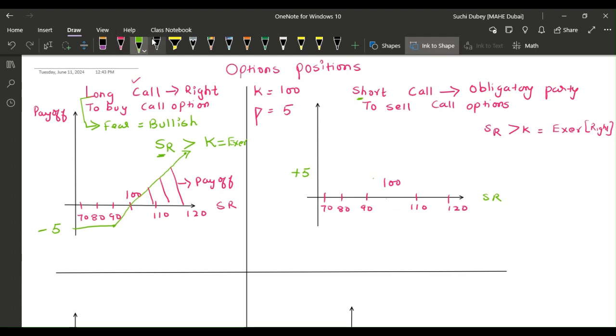So, what I mean to say is, when the spot rate is lower and there is a lapse in the contract, it's a profit for me, a covered profit; more than 5 I can't enjoy. And the moment the spot rate is increasing, that's where the long call will exercise. The moment the long call exercises, the short call is an obligatory party and will start to incur losses. That is what the difference between the long and short call is all about.